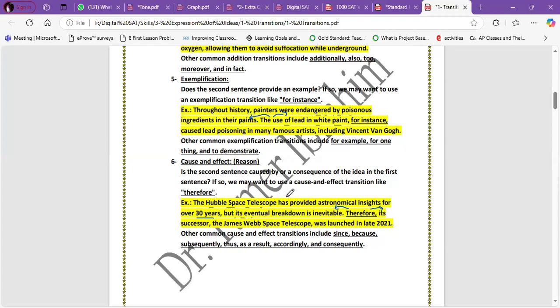He said the Hubble Space Telescope has provided astronomical insights for over 30 years, but its eventual breakdown is inevitable. Cannot be avoided, because it's been used for 30 years, so it will end. After that, he said its successor, the James Webb Space Telescope, was launched in late 2021. That means because the breakdown of this telescope will end soon, there is another successor. So because of that, we use the word therefore. Cause and effect. What other words can we use? Since, because, subsequently, thus, as a result, accordingly, consequently.